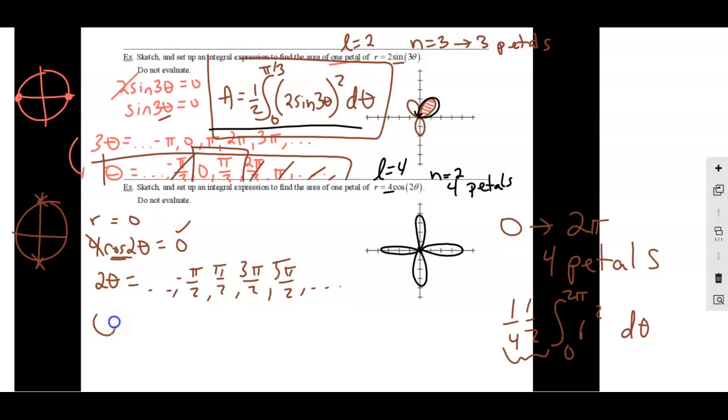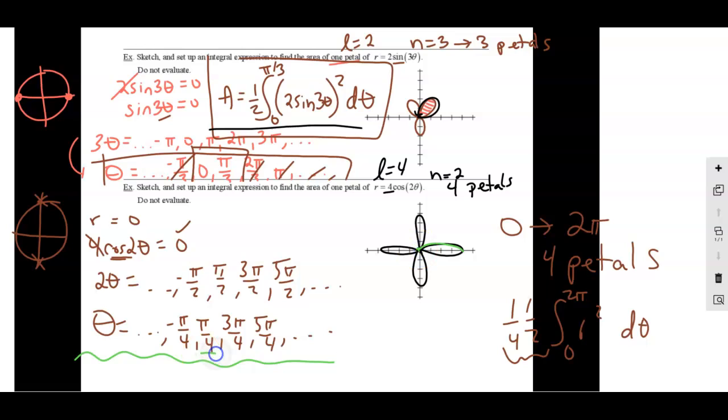But then we don't want the solutions for 2 theta, we want the solutions for theta. So let's divide everything by 2. So we've got negative pi over 4, pi over 4, 3 pi over 4, 5 pi over 4, dot, dot, dot, right? That list would just keep going. Now, remember the order in which this thing graphed. Let me do it in green. It actually started here, and then it did this. Notice, at theta equals 0, it was not at the pole. 0 is not in this list of solutions. This is telling me all the times it's at the pole. 0 is not one of them.